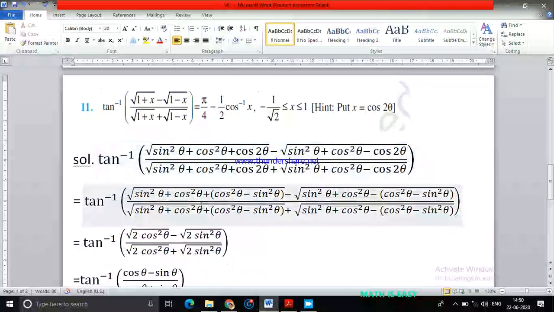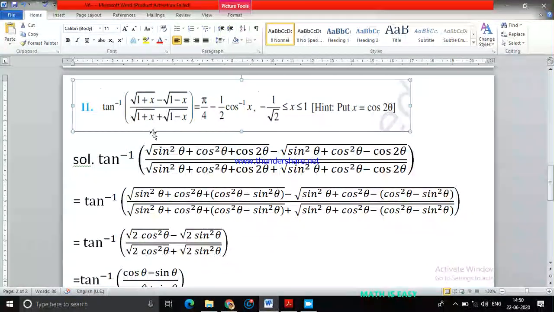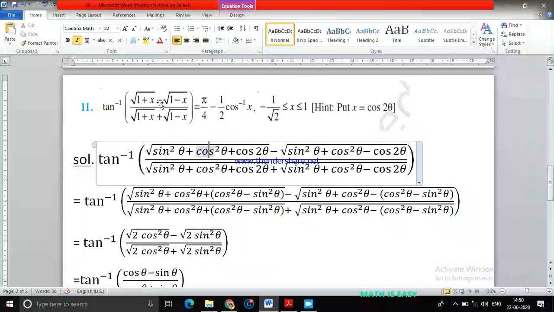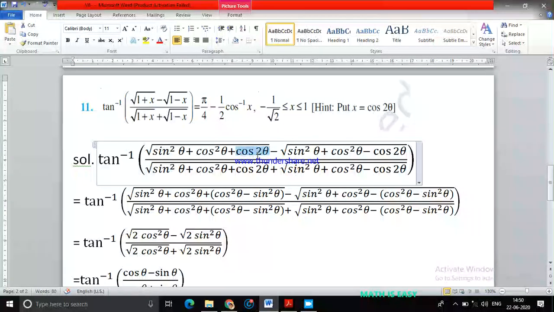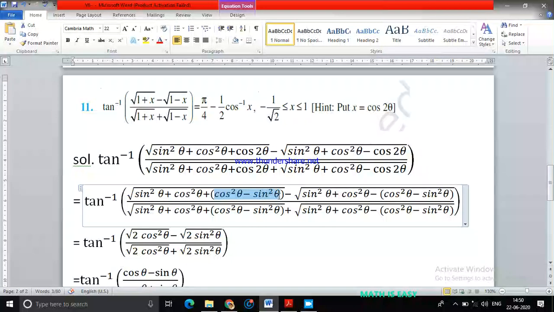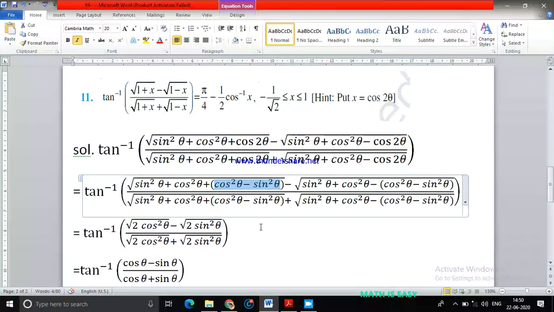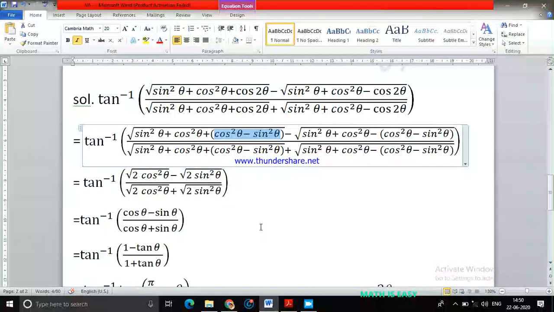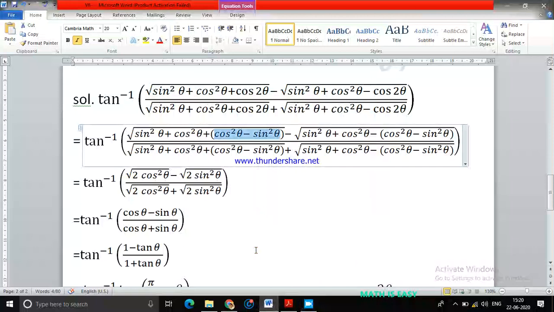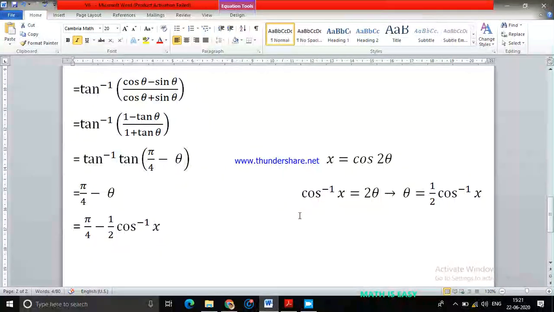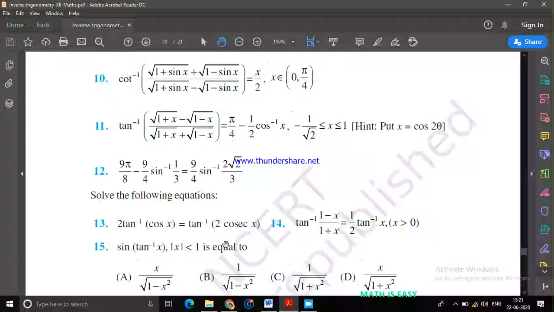So what you have done here, the most important thing is, one you replace with sin square theta plus cos square theta, and x you replace with cos 2 theta. That is the given hint, x equals cos 2 theta. Then in the next step, this cos 2 theta formula I have replaced with cos square theta minus sin square theta. This is one of the formulas for cos 2 theta. Then I substitute. Okay. So we completed this one also.